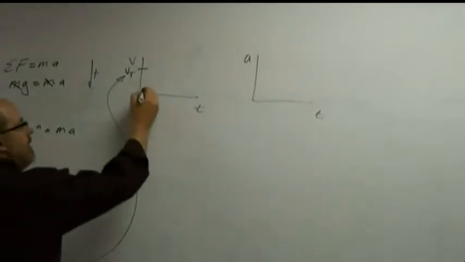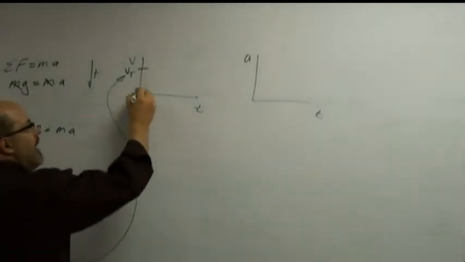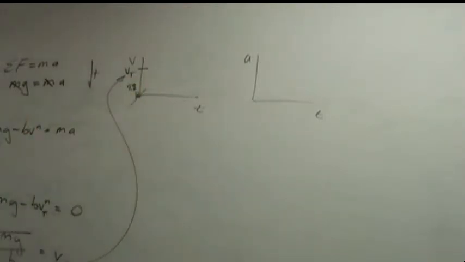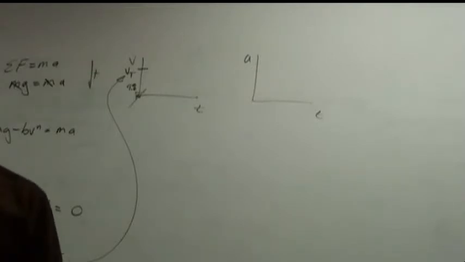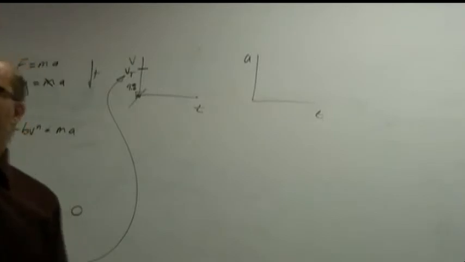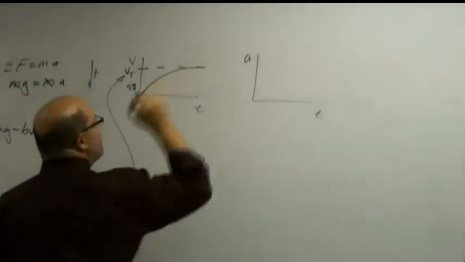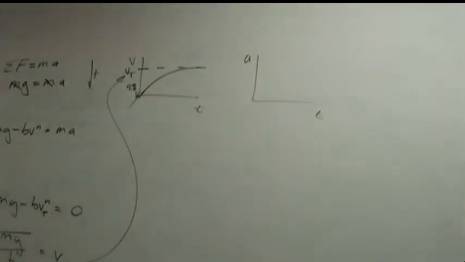Right here, you're going to have a slope of 9.8. But the slope will not continue to be 9.8. What will happen to the slope? It will get less and less and less, so it's going to be asymptotic. It's going to look like that, and you will eventually reach terminal velocity. Does that make sense? You start off at 9.8 slope, but then it gets less and less as you go along.